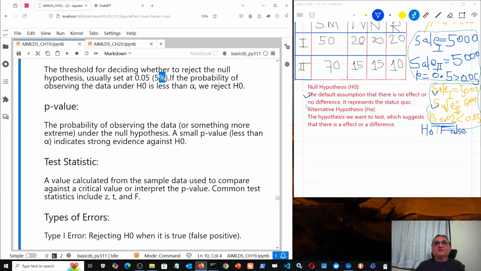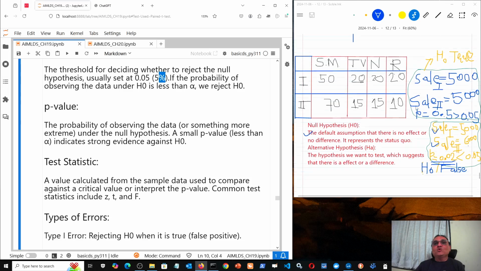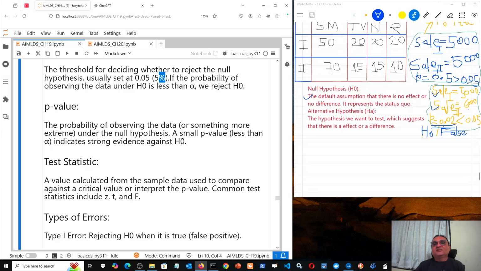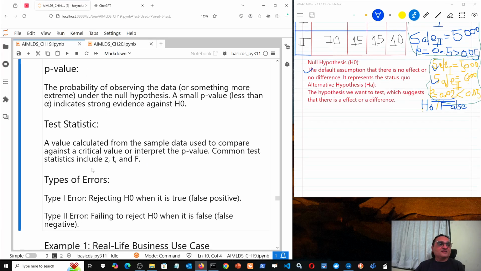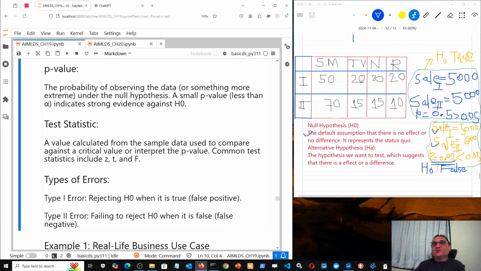Will not follow the null hypothesis means what the null hypothesis says? There is no effect of the new marketing strategy on the sales, but this is clear evidence that the null hypothesis is wrong. So then we go to the alternative hypothesis, which says that there is a difference between the sales under the old marketing strategy and the new marketing strategy, right?